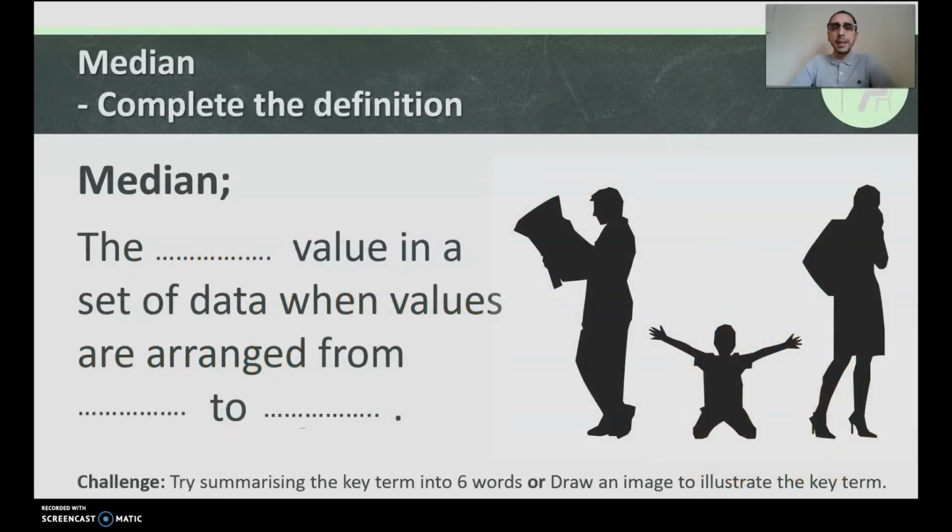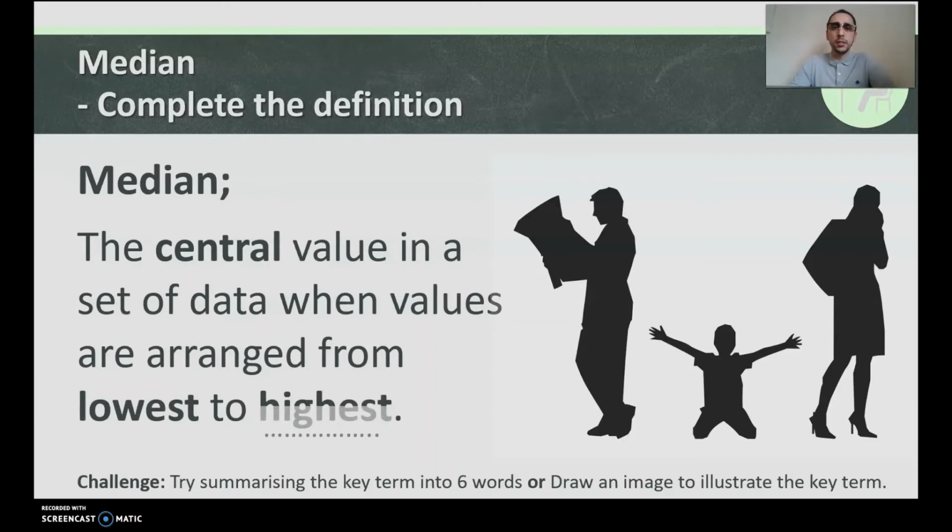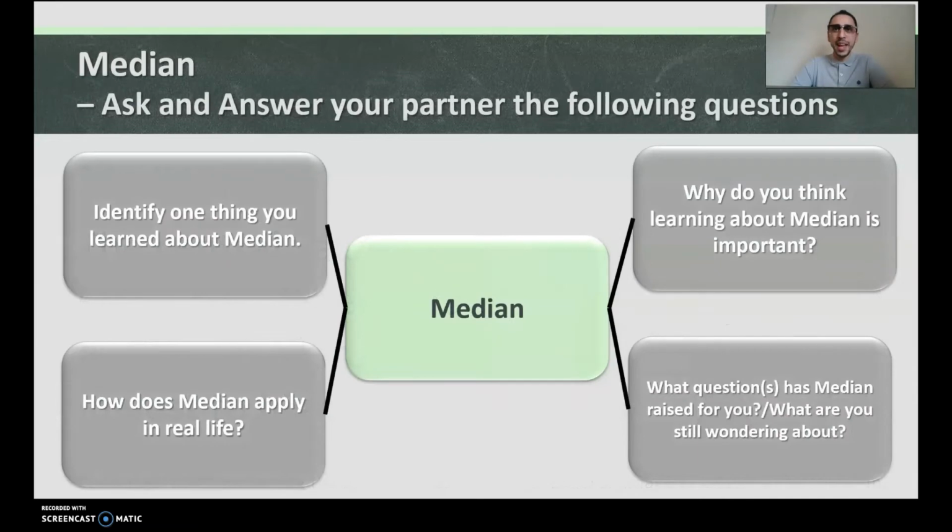So how are we going to define the median now? It is the middle or central value in a set of data when values are arranged from lowest to highest, smallest to biggest. The middle. You're stuck in the middle. And that's median. Identify one thing you learned about median. Why is it important? How does it apply in real life?